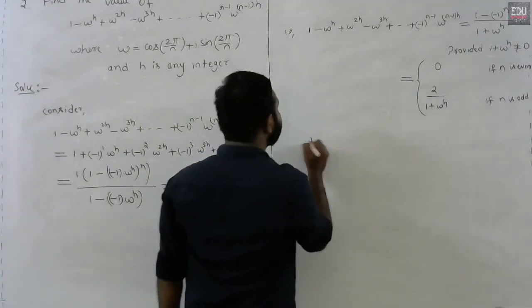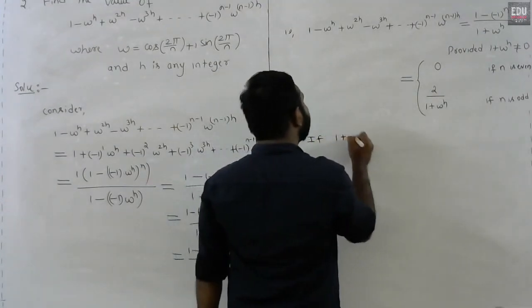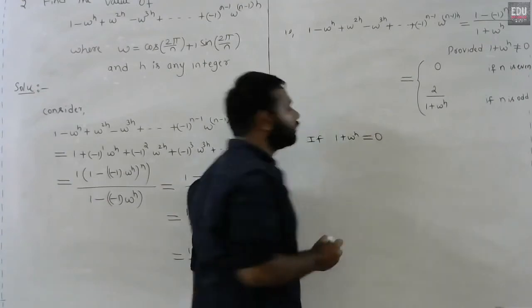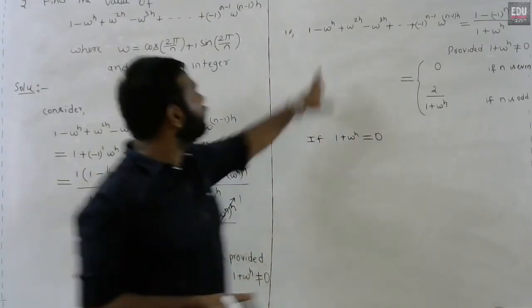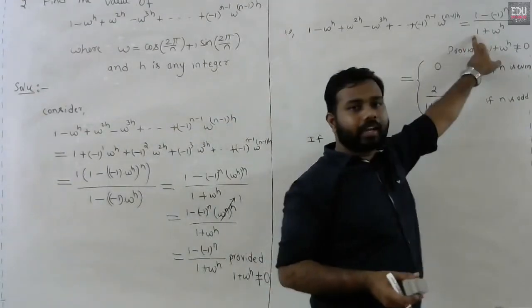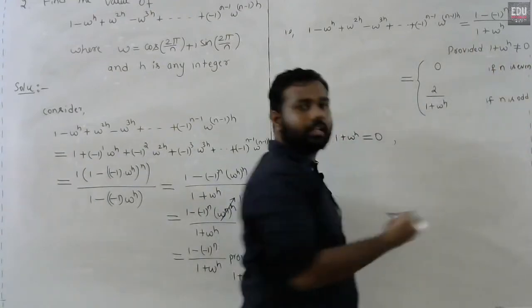So what happens if 1 plus omega power h is 0? If it is 0, we cannot define the sum in this way, so we will go with an alternate.